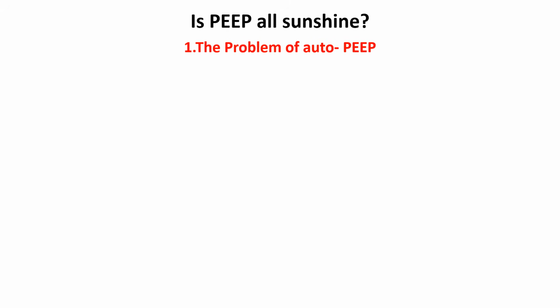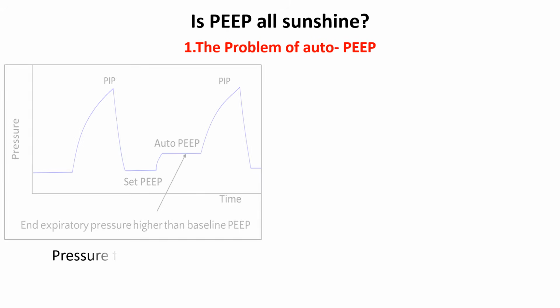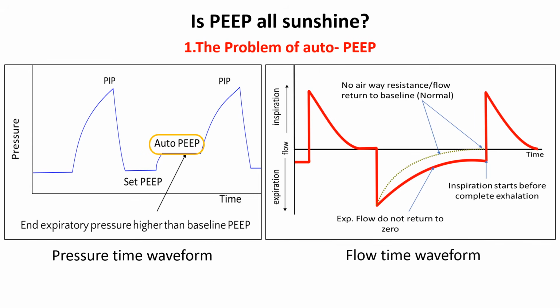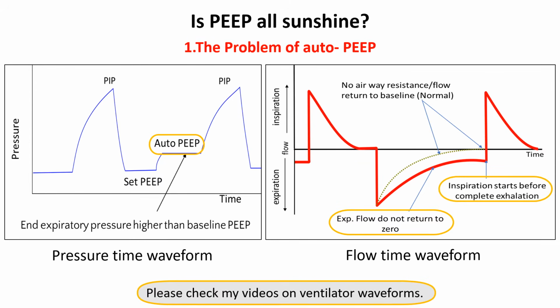In ventilator waveforms, such as the pressure time scalar, the pressure at the end of expiration does not return to the baseline set PEEP. This indicates that the lungs are becoming hyperinflated with high pressure due to auto-PEEP. In the flow time waveform, the expiratory wave does not return to baseline, meaning that inspiration has started before the end of expiration.